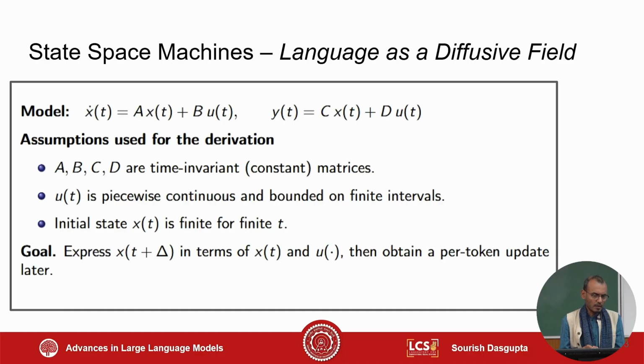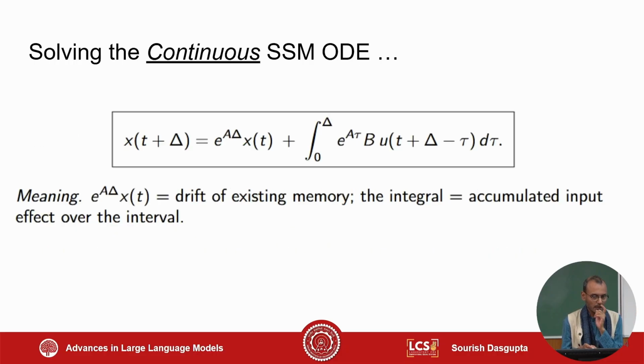So the goal is to express x(t plus delta). If there is a delta shift in time step, what would be the new state? The new state is x(t plus delta), in terms of x(t) and in terms of u. And then later on, obtain a per token update, which is the discretized version, right?